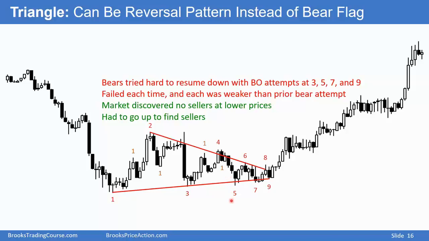What's happening is the market is discovering that there are not enough traders willing to sell at this price. Therefore, the market probably has to go higher to find a price where traders will sell. And at some point, the bears give up. You can see each one of their attempts becomes weaker and weaker and weaker. Fewer and fewer bears are willing to sell, and bulls are becoming stronger.